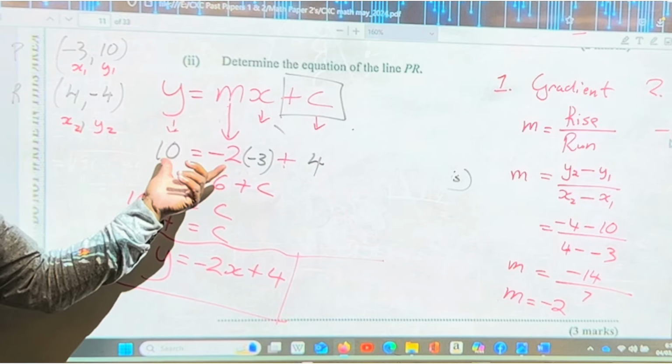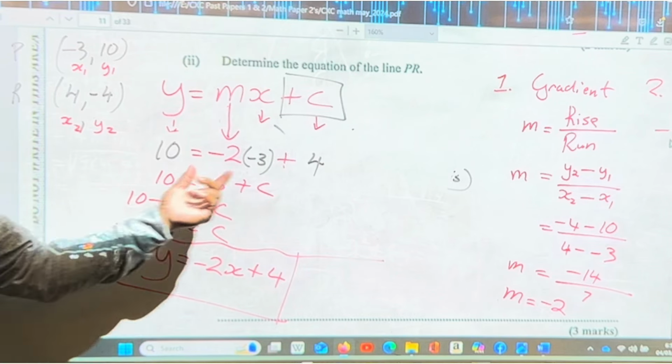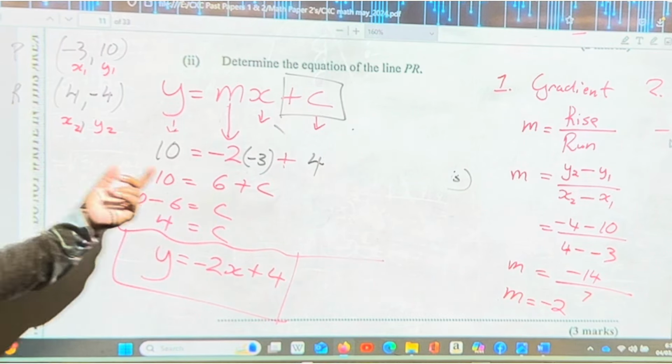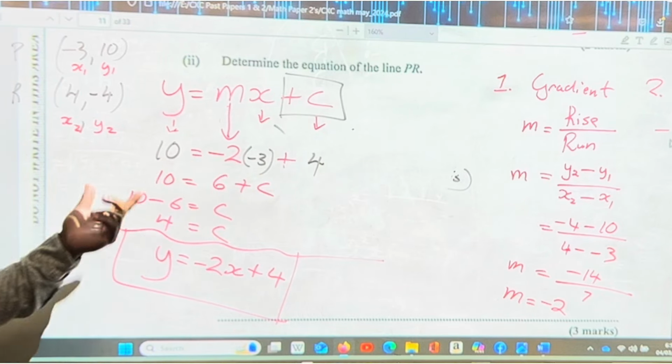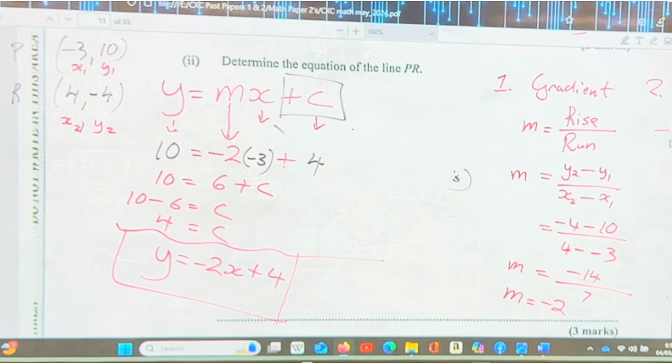Don't finish. Can we backtrack? Where did -3 and 10 come from? Coordinates of P. Sorry, P. But can R be substituted? Yes. Good. How do you find the gradient? Good. Now go back to your graph paper.